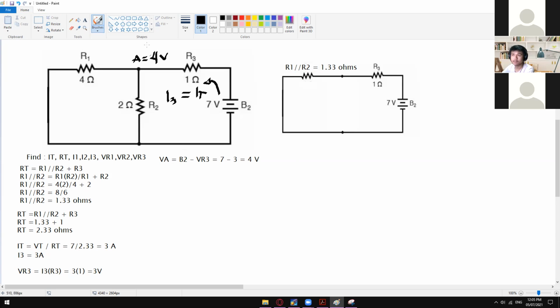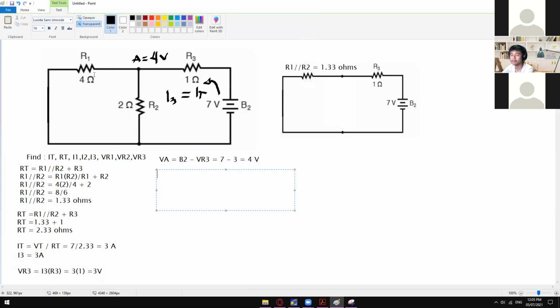And then again, it's the same concept since we have a parallel connection of R1 and R2. So we could say that VR1 is equal to VR2 is equal to VA, which is actually equal to 4 volts.